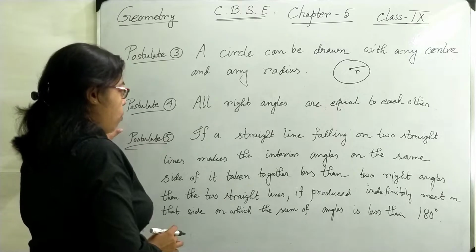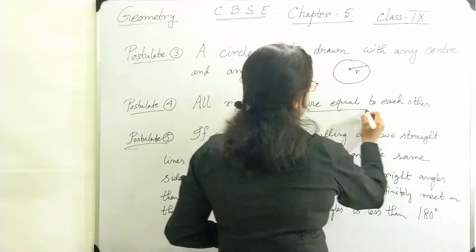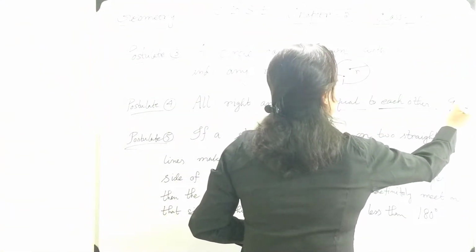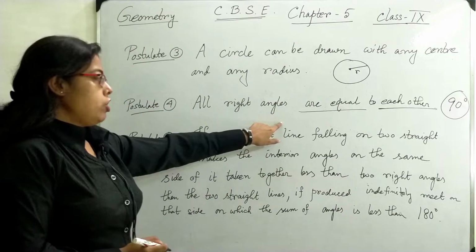Then postulate number 4: all right angles are equal to each other. All right angles, right angle means 90 degrees, right? All right angles are equal to each other.